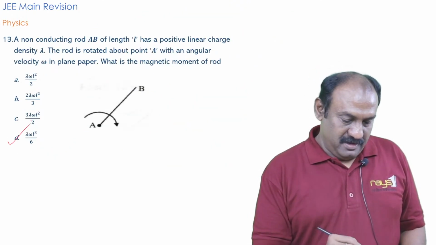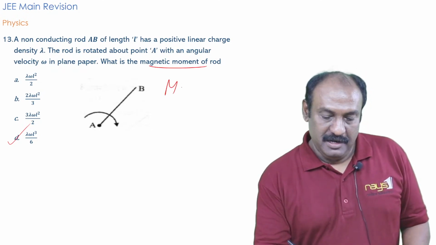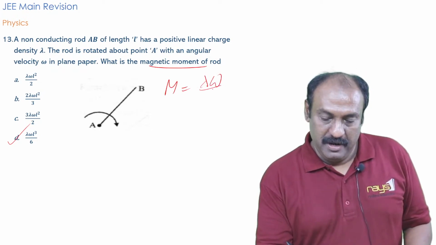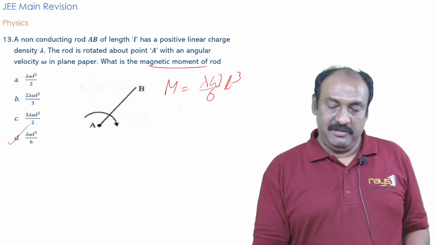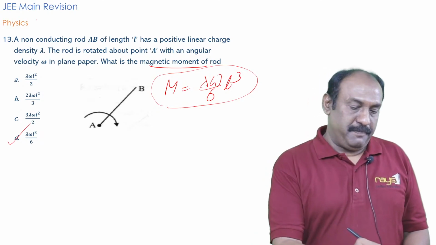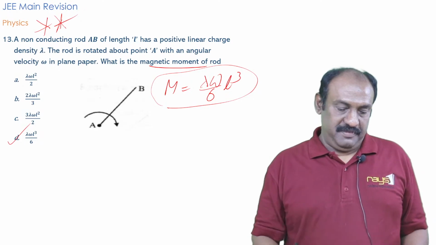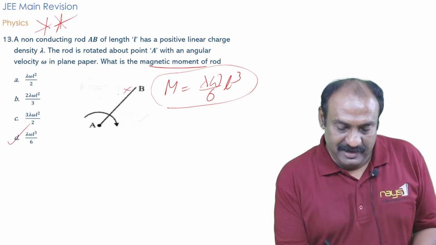See here, D is the answer for question number 13. Magnetic moment of the rod is equal to lambda omega by 6 into L cubed. This is another important and standard model question for JEE Mains level examination. Next question.